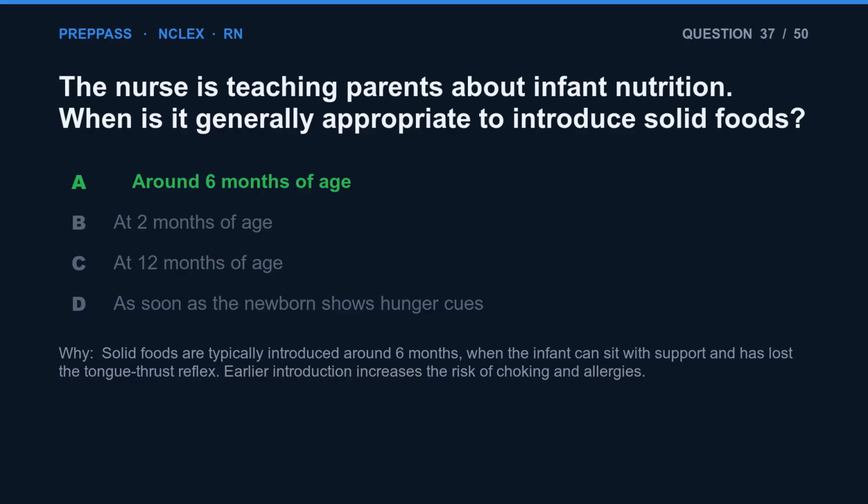The correct answer is A. Solid foods are typically introduced around 6 months, when the infant can sit with support and has lost the tongue thrust reflex. Earlier introduction increases the risk of choking and allergies.